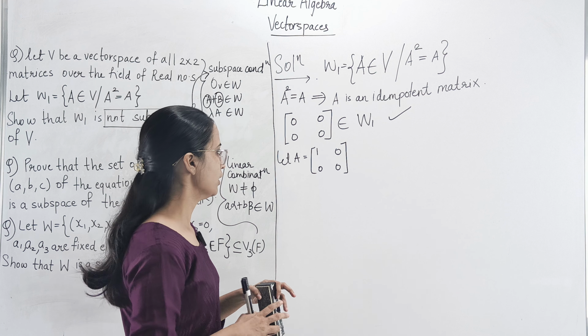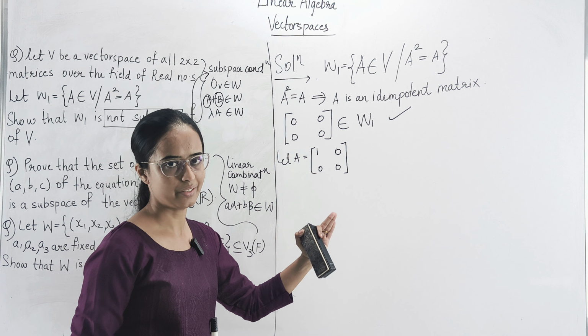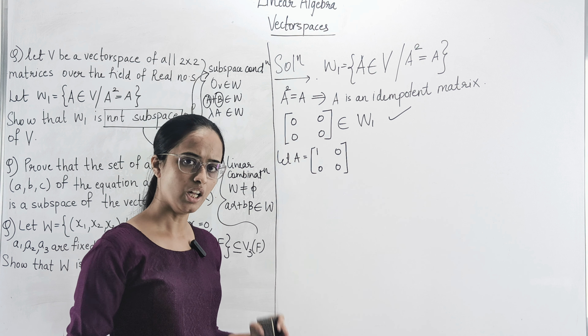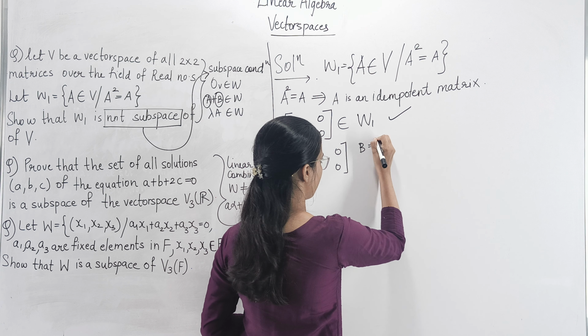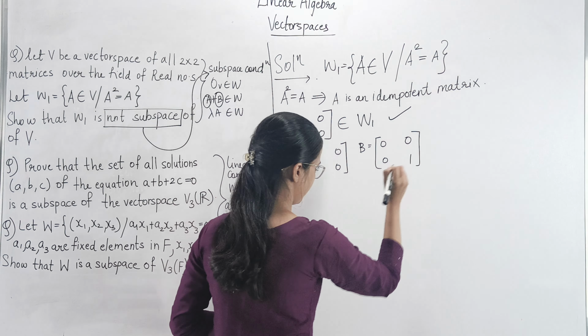And just by looking at this matrix you can say that its square will again give the same matrix, because there is only one non-zero number here, which is 1, whose square is itself 1. Similarly, the next matrix B would be a different form of this. I would just change the position of 1 and it would be diagonally opposite over here.